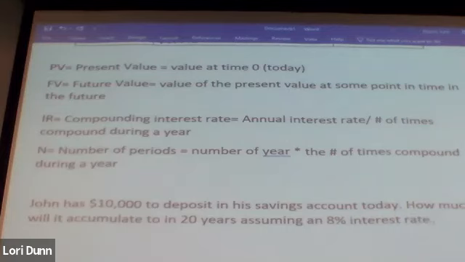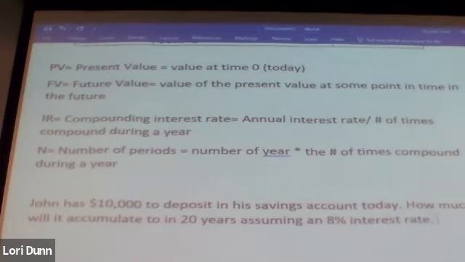Now, if it doesn't say it, the assumption is it compounds annually. So if it compounds more than once a year, it will state it in the problem. So if it doesn't state anything about compounding, the assumption is it happens once a year. Remember, compounding only means we recompute interest. This happens once a year for this type of deposit.